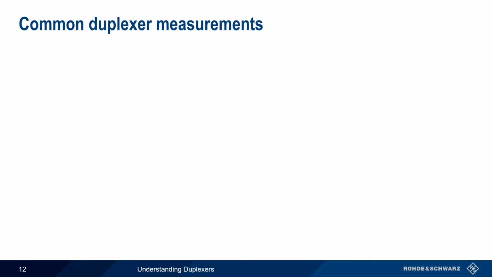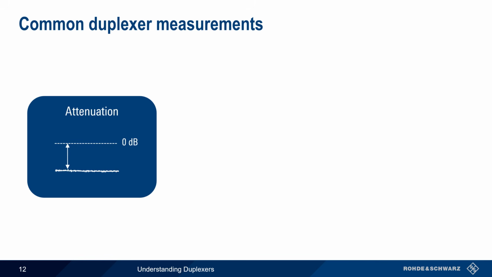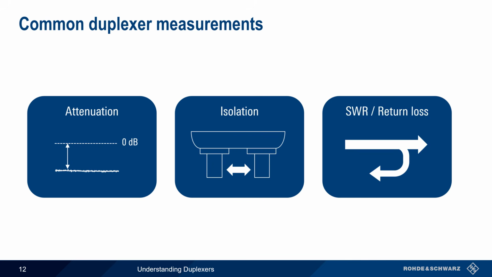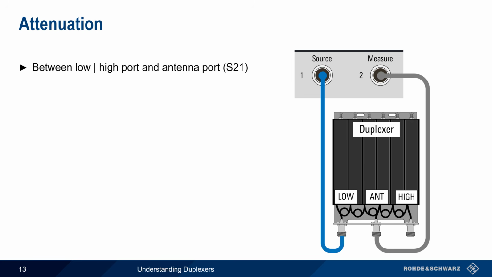There are three basic types of duplexer measurements: attenuation between the low and high side ports and the antenna port, the isolation between the low and high ports, and the standing wave ratio or return loss seen at each user port. We'll start by looking at attenuation. Attenuation is measured between either the low and high port and the antenna port. In network analyzer terms, this is an S21 measurement. As mentioned earlier, the unused port should be terminated.